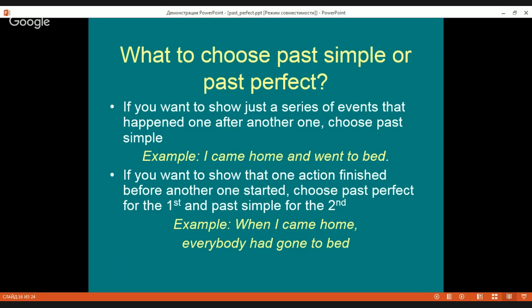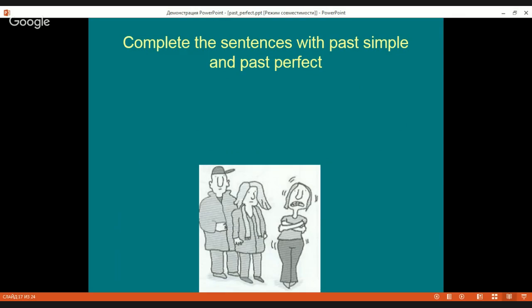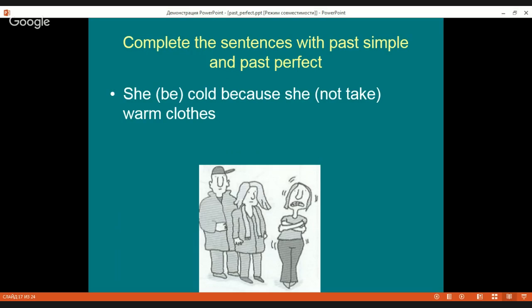Nobody stopped me. Now, guys, your job is to complete these sentences with past simple and past perfect for each of the situations that you can see in the pictures. For example, look at this picture. It's a typical December situation. She be cold because she not take warm clothes. Hmm? You were right, guys. She was cold because she hadn't taken warm clothes.